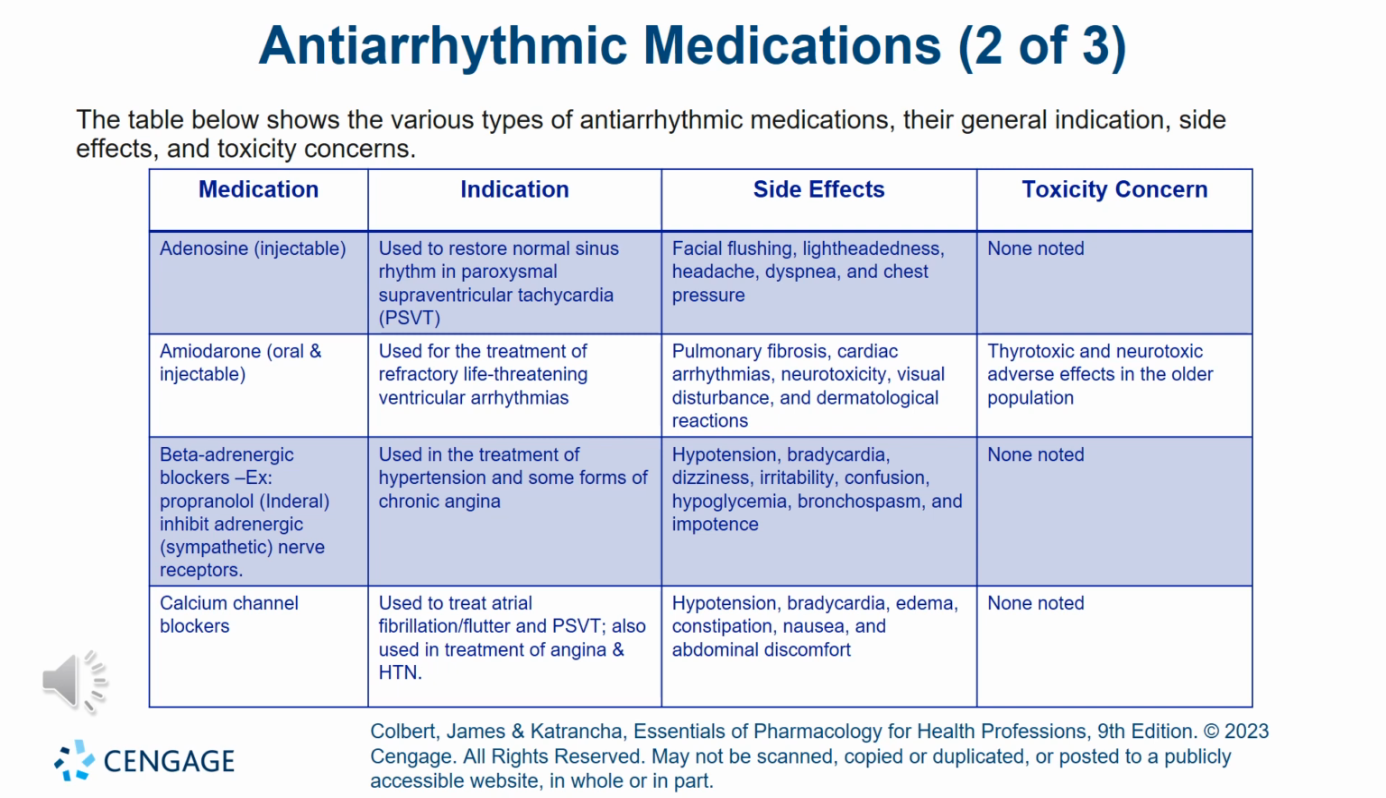The next antiarrhythmic medication is beta-adrenergic blockers. An example of these is propranolol or Inderal. These inhibit adrenergic or sympathetic nerve receptors. It's used in the treatment of hypertension and some forms of chronic angina. Side effects would be hypotension, bradycardia, dizziness, irritability, confusion, hypoglycemia, bronchospasm, and impotence. No toxicity concern noted.